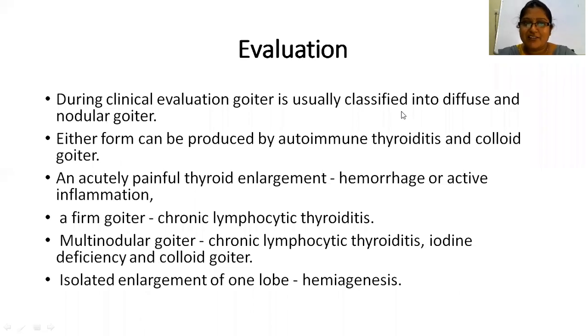Coming back to evaluation. Sorry for the interruption. It is divided into diffuse and nodular goiter. These can be produced by autoimmune thyroiditis and colloid goiter. And then if there is acute painful thyroid enlargement, we have to rule out hemorrhage or active inflammation. Then if there is firm goiter, consider chronic lymphocytic thyroiditis, multinodular goiter, iodine deficiency, and colloid goiter. If there is isolated enlargement of one lobe, it suggests hemiagenesis.